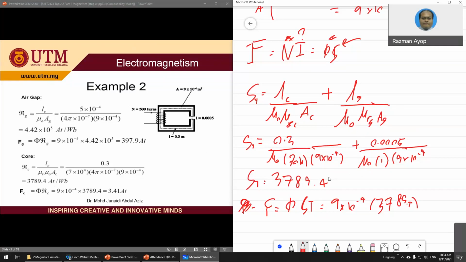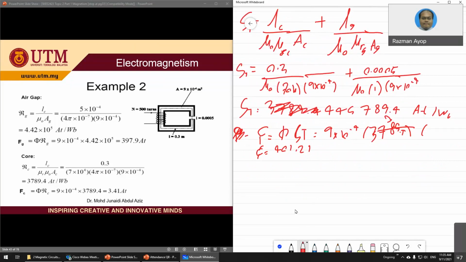Oh sorry, this one is wrong. It is 445,789.4, in ampere turn divided by Weber. So this one multiplied by this one, multiplied by 9 times 10 negative 4. So you get F equals 401.21.